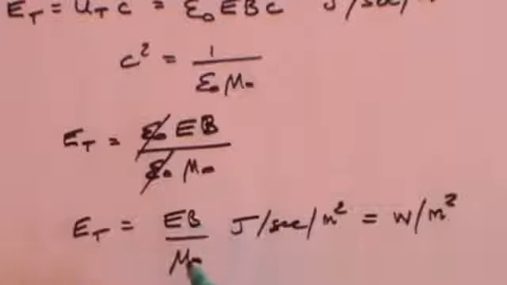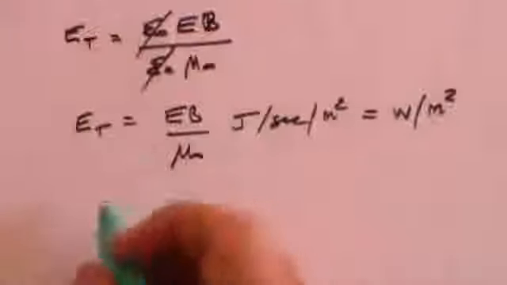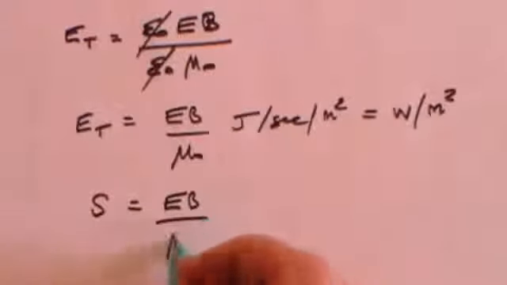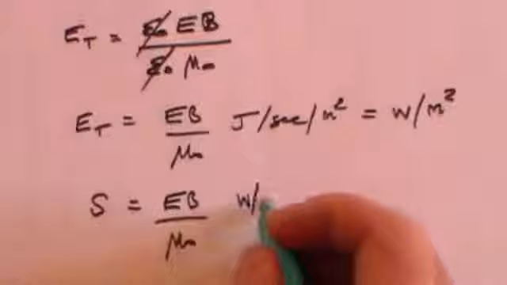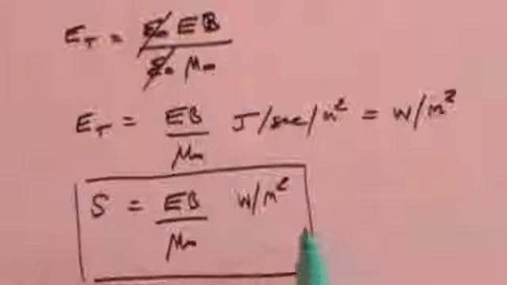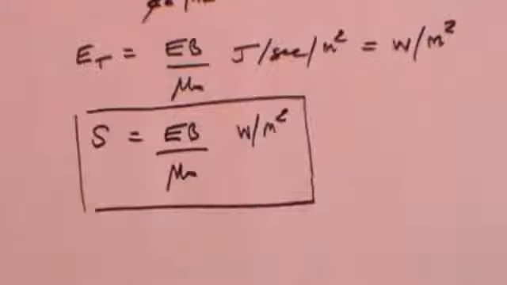And this term, which shows the power per metre squared, the power per area, is the Poynting vector, and that is given the letter S. So S is EB over mu 0 watts per metre squared. That is the Poynting vector. It's a measure of the intensity of the radiation per metre squared falling on you.